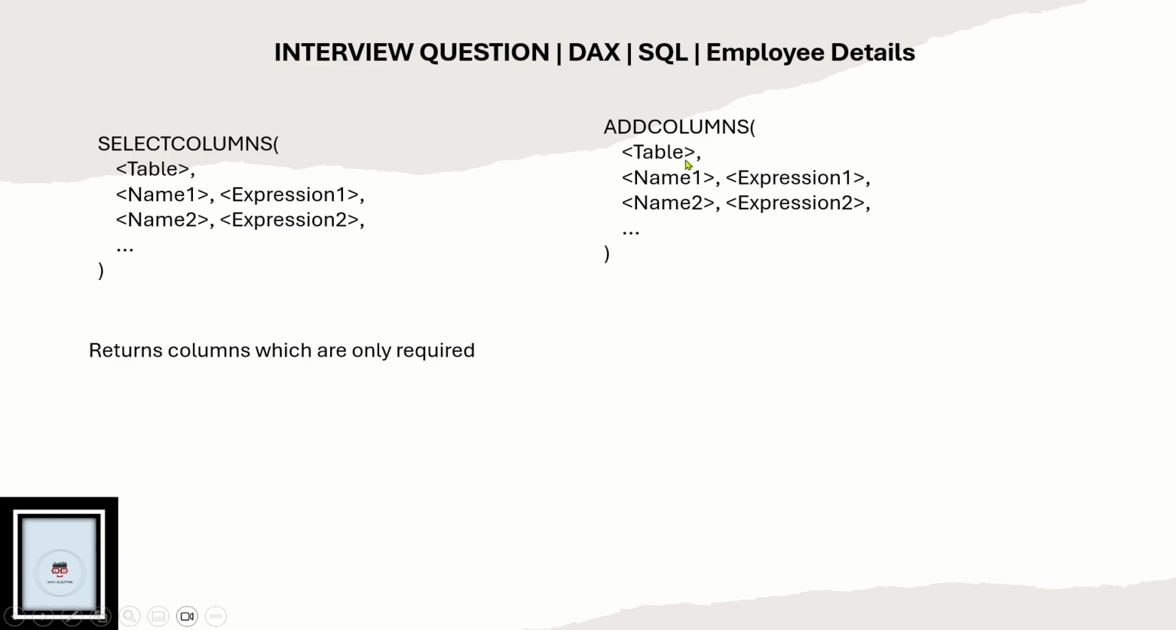Suppose in the table you have A, B and C as columns, and for name one and name two we are keeping P and Q. So ADDCOLUMNS will return A, B, C, P and Q. So ADDCOLUMNS will return the existing columns which are present in the table plus the additional columns which you have mentioned in the arguments. So it creates new columns other than the ones present in the table. With these two concepts, now we are going to return the employees whose salary is greater than the average salary using DAX. So now let's go back to Power BI and see how to solve this.